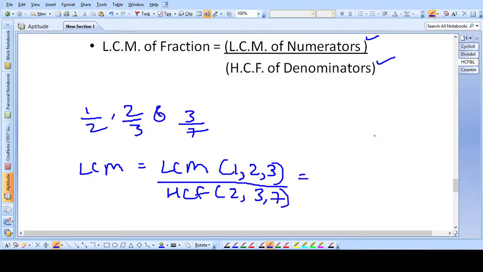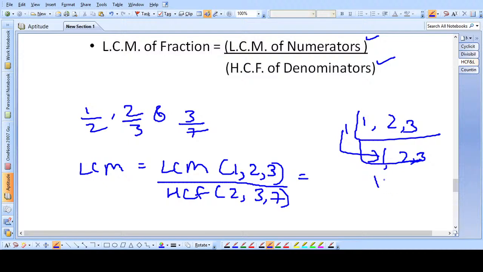So what's the LCM of this? Let's see, 1, 2 and 3. There is no number which can divide all of them except 1, so 1, 2 and 3 go in the ladder. Let's take this 1 cross 2 cross 3. What is that? It's 6.